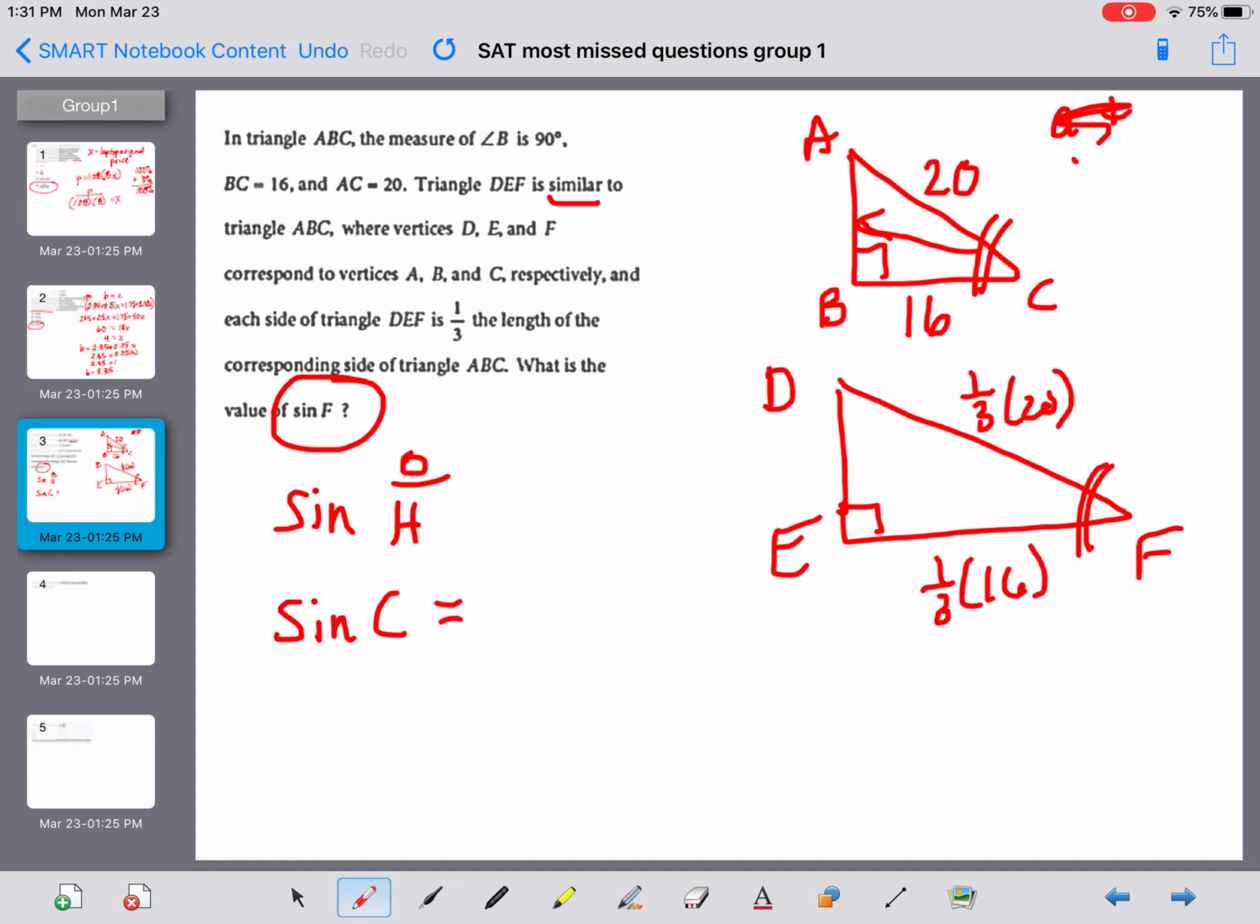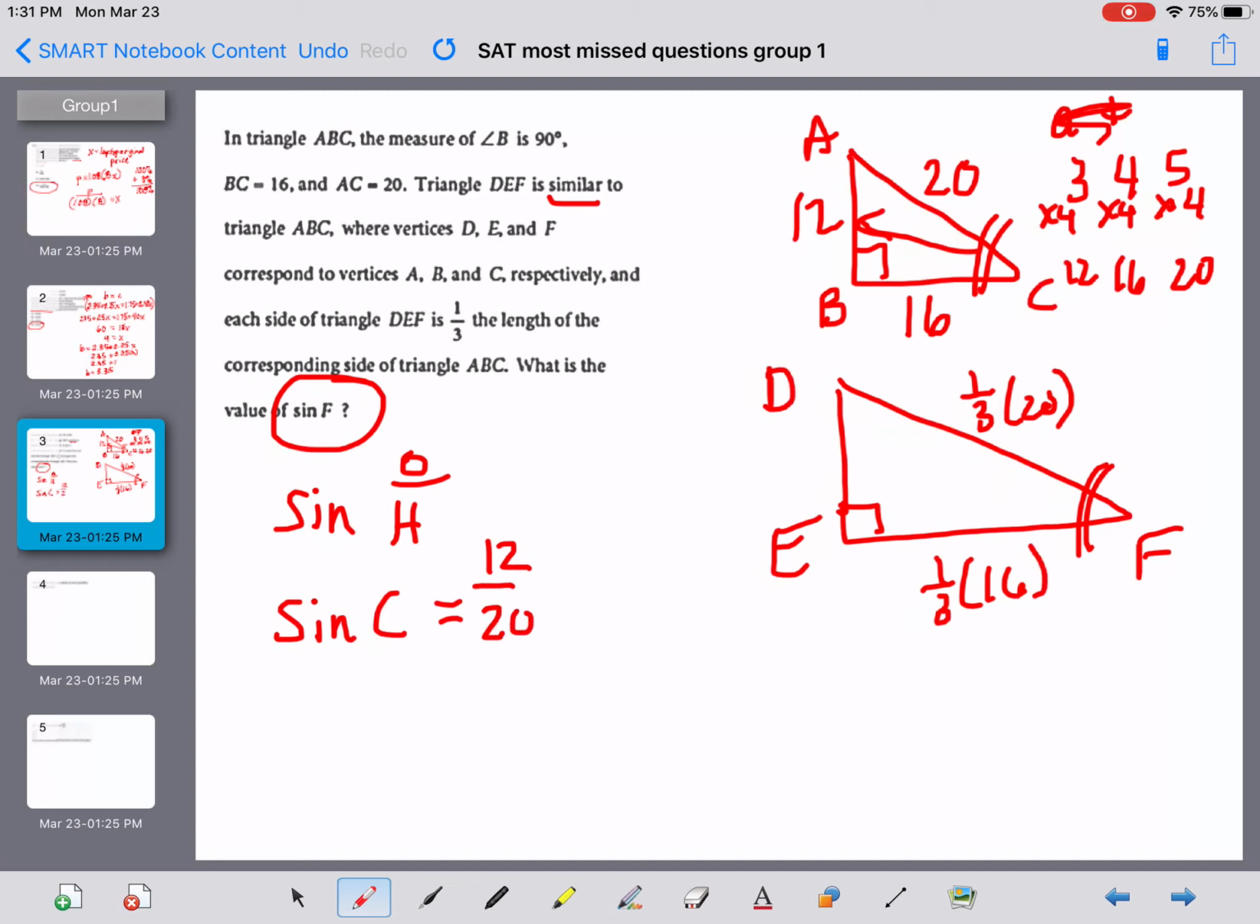Or if you think of it, I'm thinking of my special triangle 3, 4, 5. If I multiply 5 times 4, I get 20. If I multiply 4 times 4, I get 16. So if I multiply 3 times 4, I get 12. So it looks like my missing leg is 12. You can always use a squared plus b squared equals c squared to also find that. So the opposite is 12.